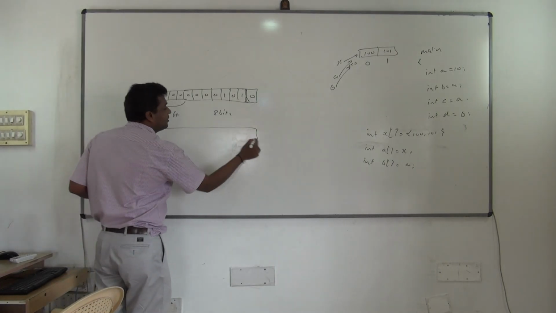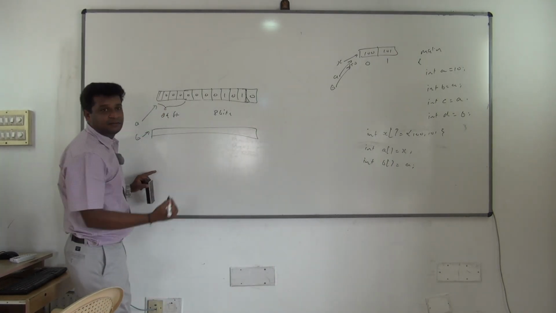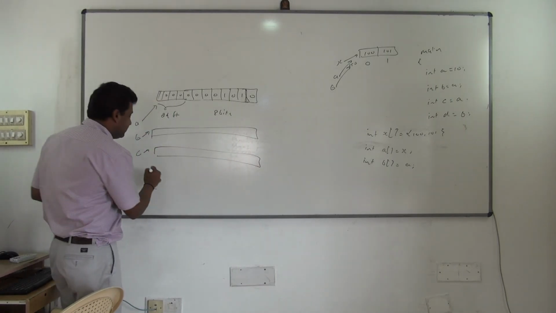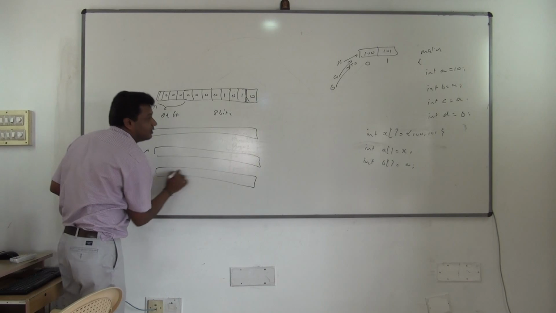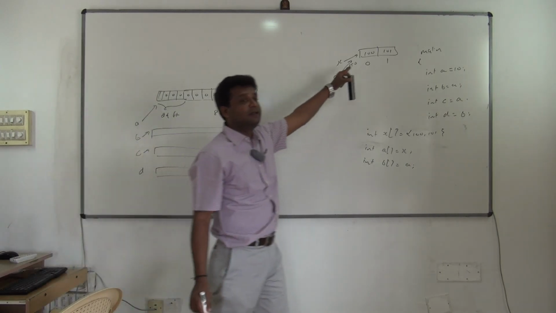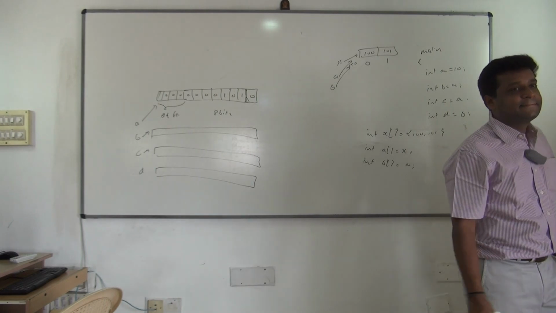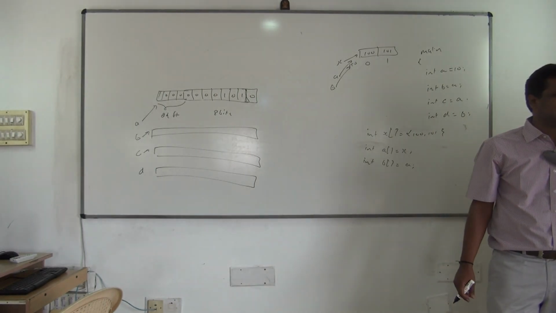Now B is there. In that address you are putting what? 10 value. C is there. In that address you are putting what? 10 value. D is there. In that address you are putting what? 10 value. But here is what's happening: a single address. Clear?